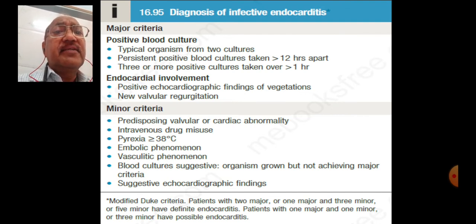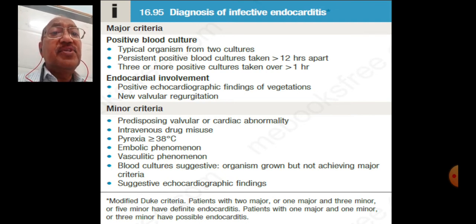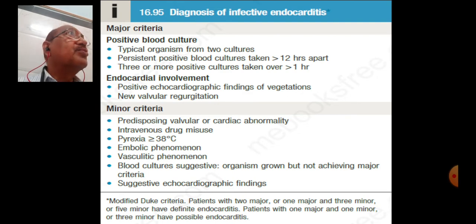Regarding the minor criteria, we have a predisposing valvular or cardiac abnormality, intravenous drug abuse, pyrexia beyond 38, embolic phenomena, vasculitic phenomena, blood culture suggestive of an organism grown but not achieving the major criteria, and of course suggestive echocardiographic findings.